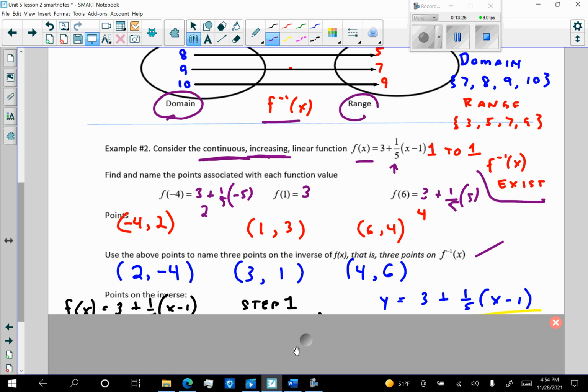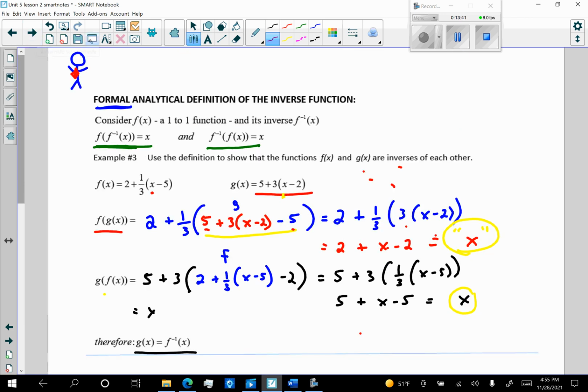One of the things that we're going to learn how to do is actually find the rule for the inverse function if I do have a one-to-one function. And that's what we're going to do on the next page. So let's go to the next page.